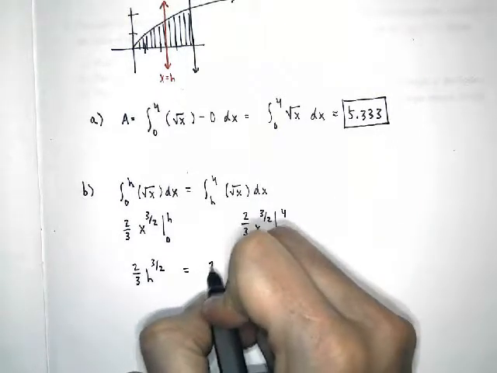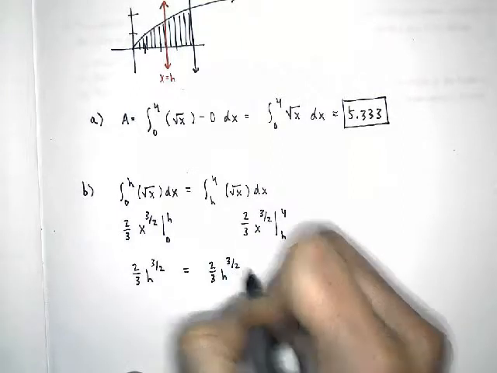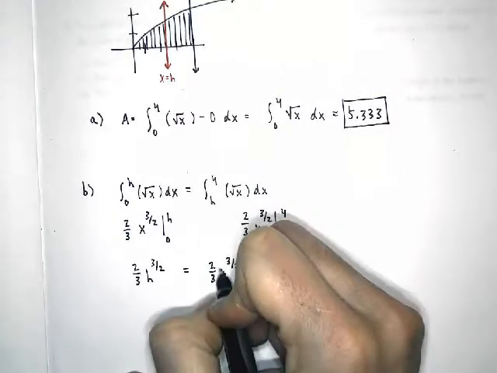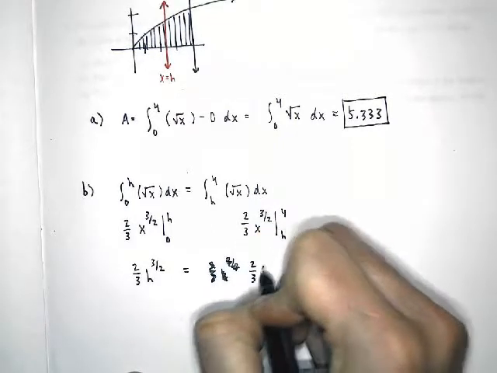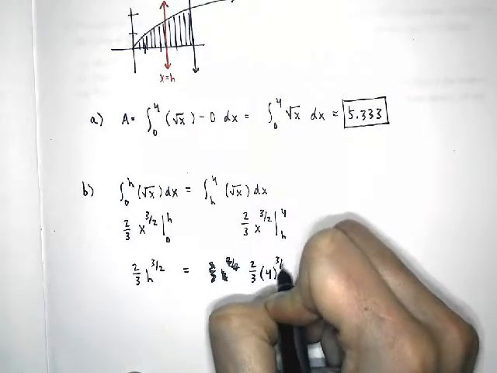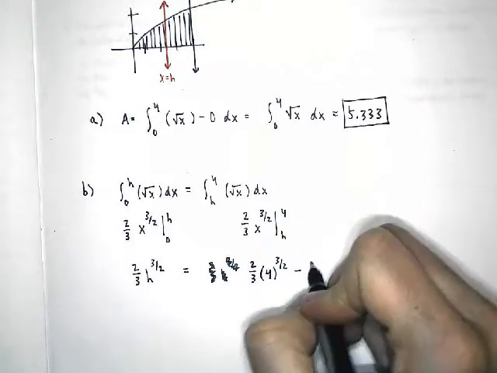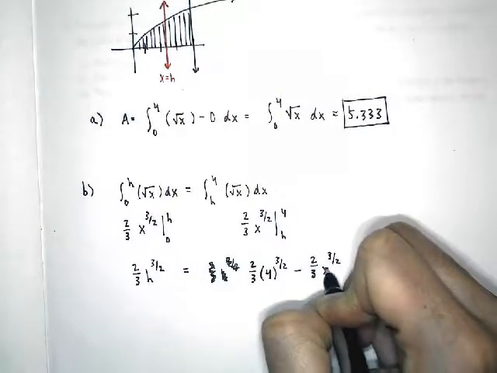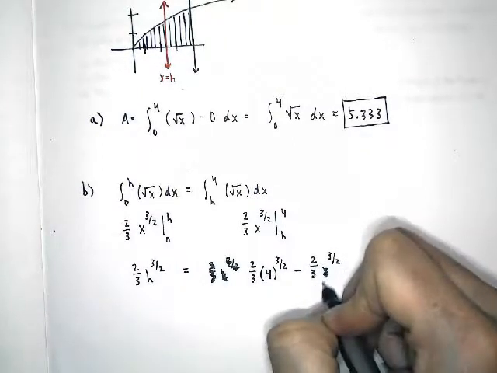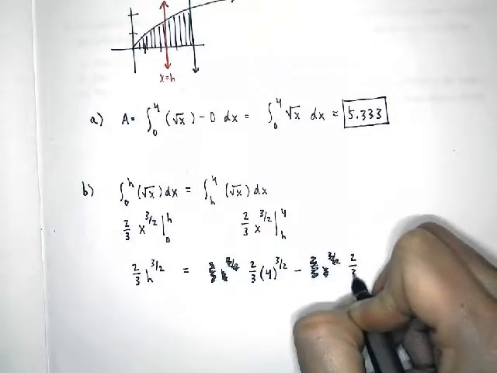This here, we're going to have 2/3 h to the 3/2, or excuse me, sorry, this is going to be 4. Let me write this again. 2/3 times 4 to the 3/2. I'm evaluating at my upper limit, and then I'm going to have minus 2/3 x to the 3/2. Why did I put an x there? I'm going to substitute my h.